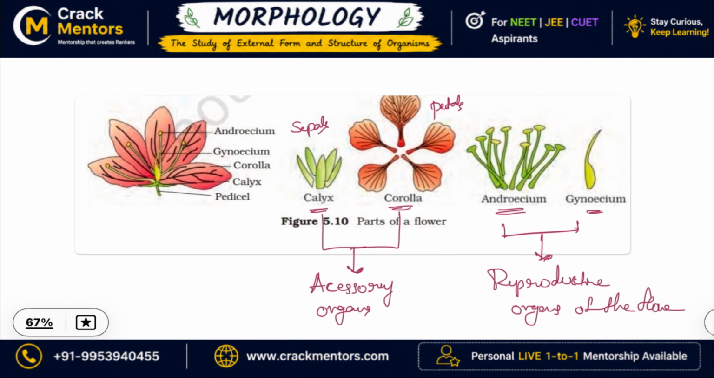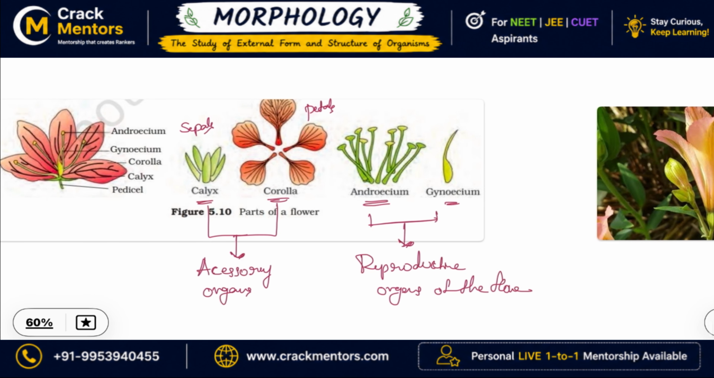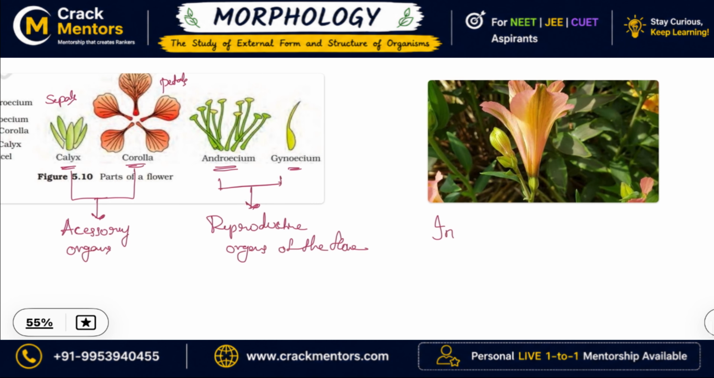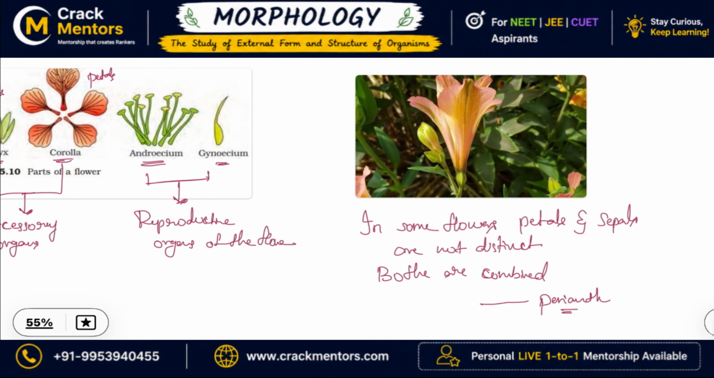In some flowers, we can see that both calyx and corolla are not distinct. That is, they are combined. Such parts are called perianth. That is, in some flowers, petals and sepals are not distinct. Both are combined. No separate sepals and petals are seen. Such part is known as perianth.